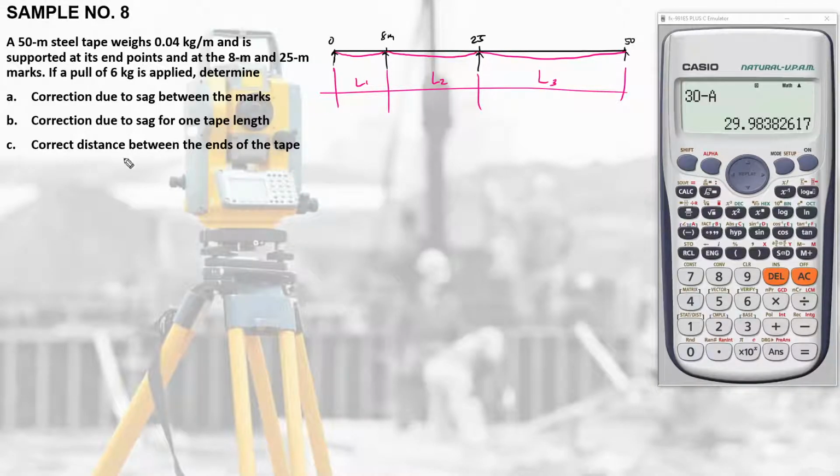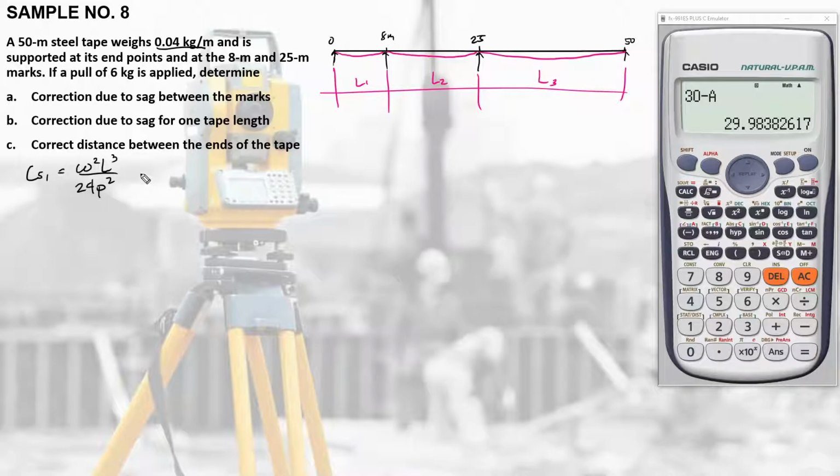Question A is, what is the correction due to sag between the marks? So, CS1, CS2, and CS3. Kasi nga, again, iba-iba siya. Ang binigay sa ating weight is yung kanyang linear weight. So, yung formula na gamitin natin, which is omega squared length cubed divided by 24 P squared. Kasi nga, ito ay magiging kilogram per square meter. So, divided by, para mawala yon. Tama. So, yun.